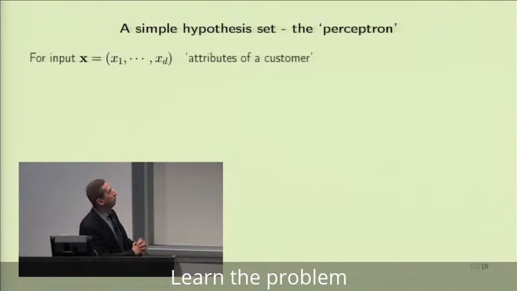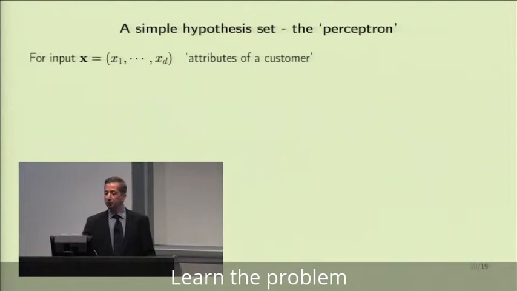Okay, you have an input, x1 up to xd, as we said, a d-dimensional vector, and each of them comes from the real numbers, just for simplicity. So this belongs to the real numbers. And these are the attributes of a customer. As we said, salary, years in residence, and whatnot.